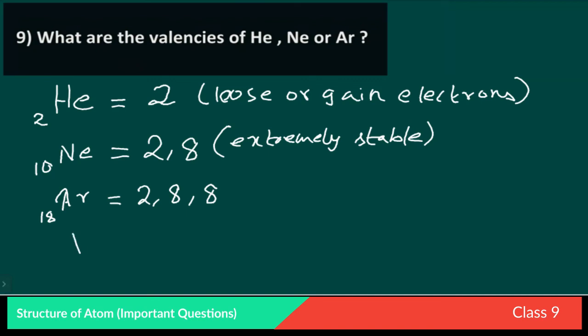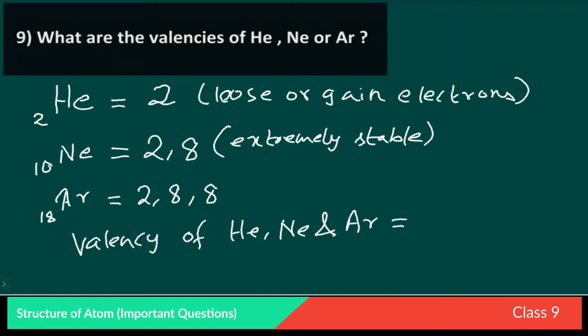So we can say that the valency of helium, neon, and argon will be equal to 0. As they are extremely stable, they do not have to undergo any sort of bonding via losing or gaining of electrons. As a result, they have 0 valencies, and hence they are called inert elements, or noble gases. They are extremely stable in nature.